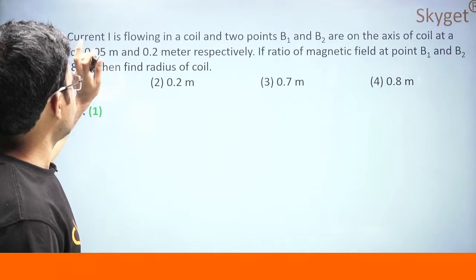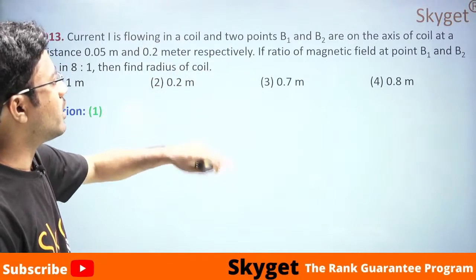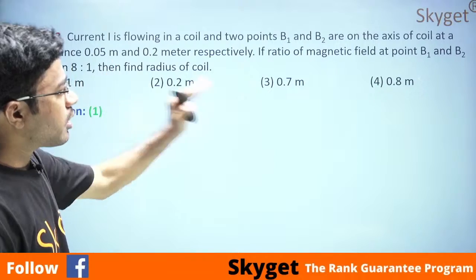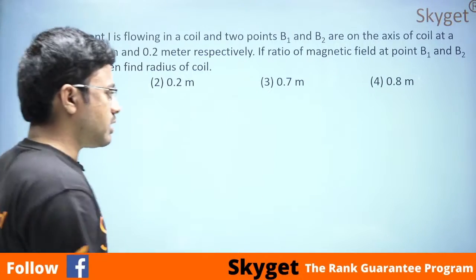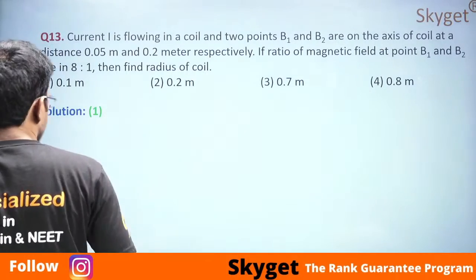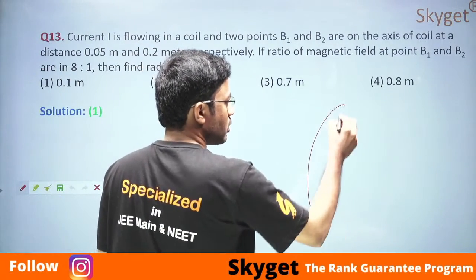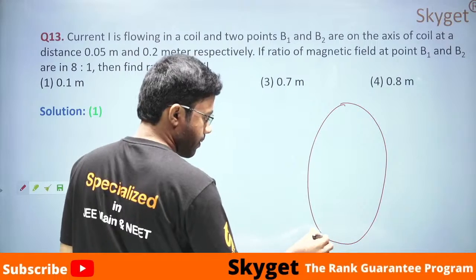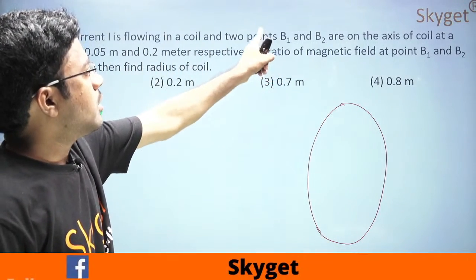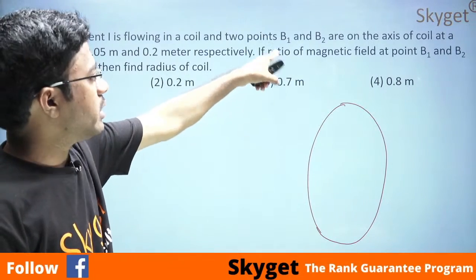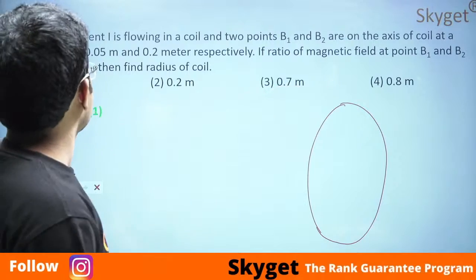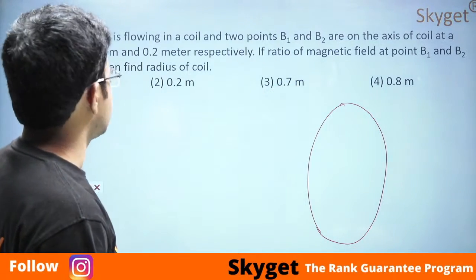Next, in problem number 13, he said the current I is flowing in a coil and two points B1 and B2 are on the axis of the coil. So he is asking to take one current carrying coil, obviously in the shape of a circle. Then he is asking at 2 points the value of magnetic fields B1 and B2. Those 2 points are on the axis of the coil at a distance of 0.05 meter.